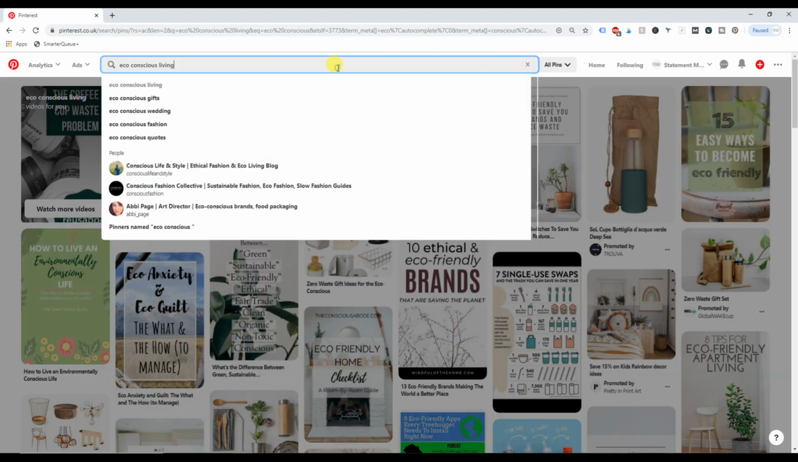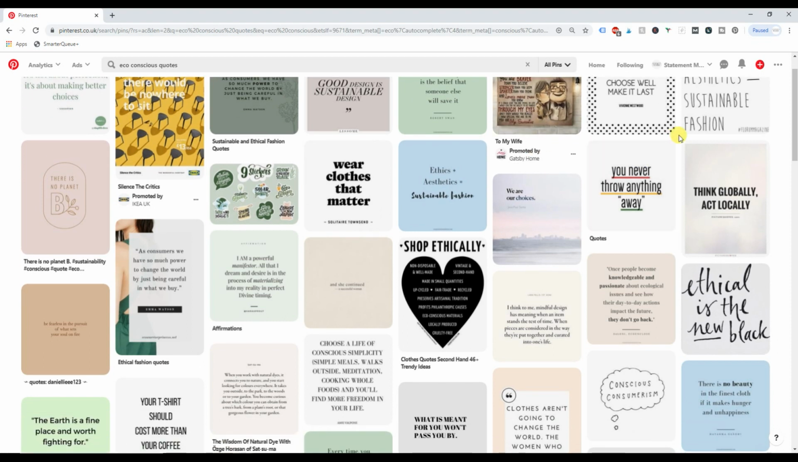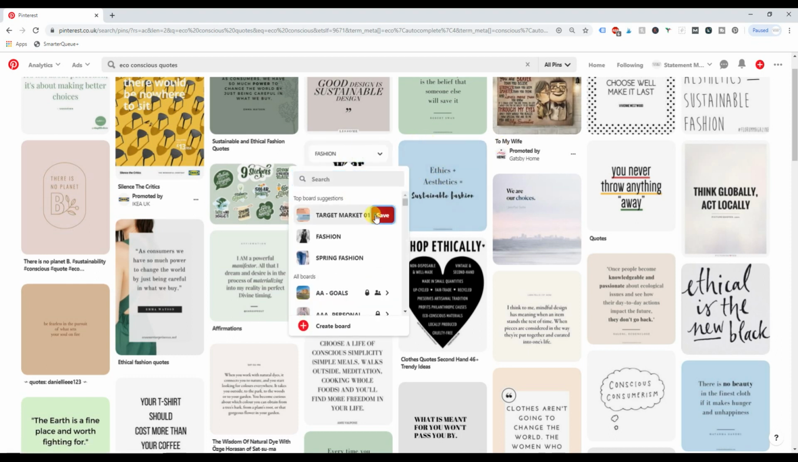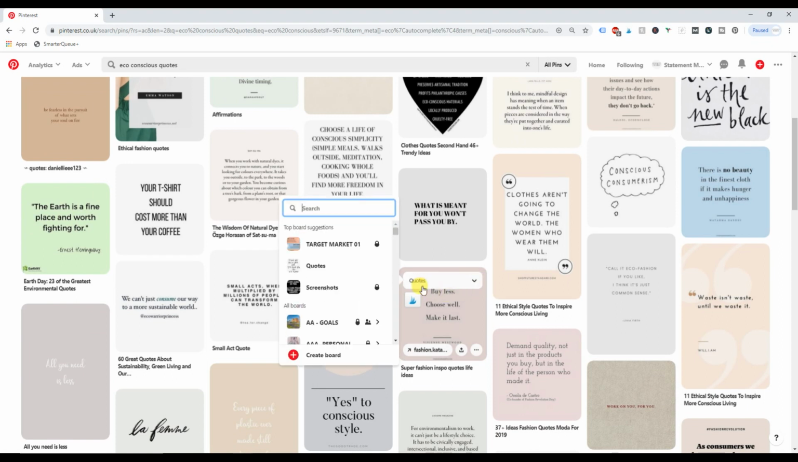Now, we need to get a complete, rounded look as to what our target market would be into currently. So I'm going to go with eco-conscious quotes as well, because I feel like, especially if your target market is on Facebook, Instagram, things like that, a lot of these quotes they would be into. So I'm going to save a few of these. Wear clothes that matter. I like that one. I haven't got my glasses on at the minute, guys, so I'm struggling to read these. This one I like.